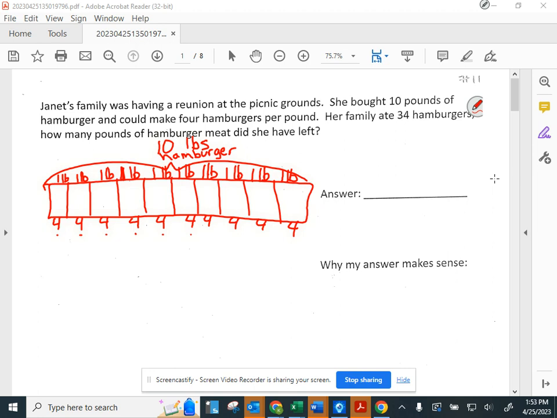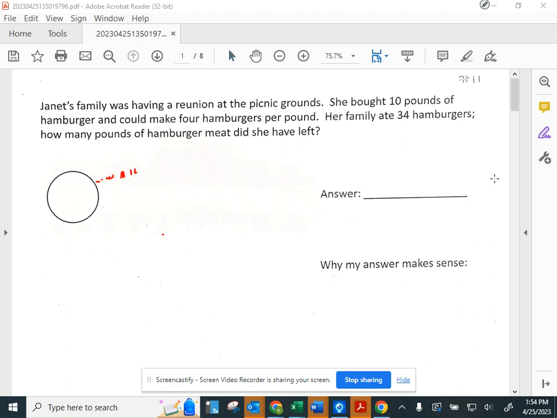So you're going to have to figure out which of these pounds you're going to break in half to get up to 34 hamburgers. Then it says, how many pounds of hamburger did she have left? So look at your pounds and your half of pounds, and you're going to put how many does she have left. Let's look at our next page.